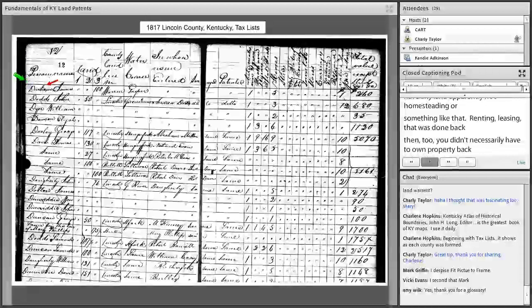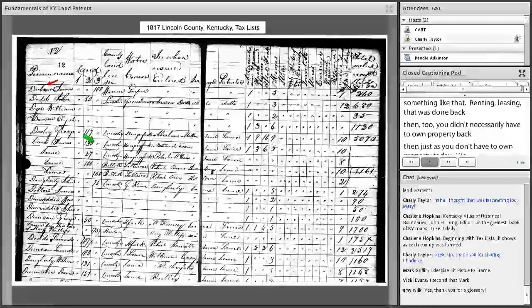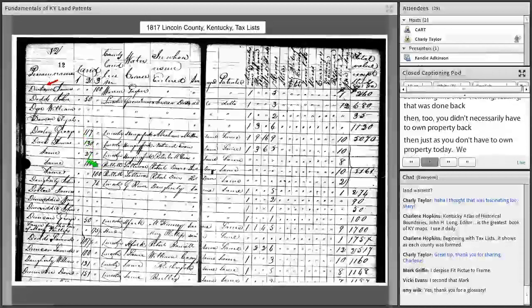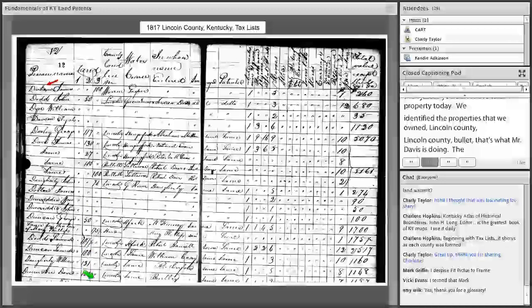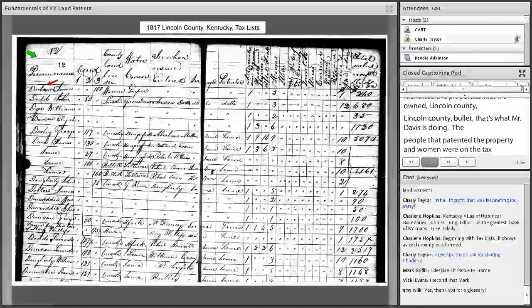So we identify the properties that we owned, Lincoln County. That's what Mr. Davis is doing. The people that patented the property. And women were on the tax lists and free blacks. You will see in whose company or whose company on some of the tax lists and what that was. The taxpayers rode to their local militia company to pay their taxes. The law said that the taxpayers did not have to participate in muster.